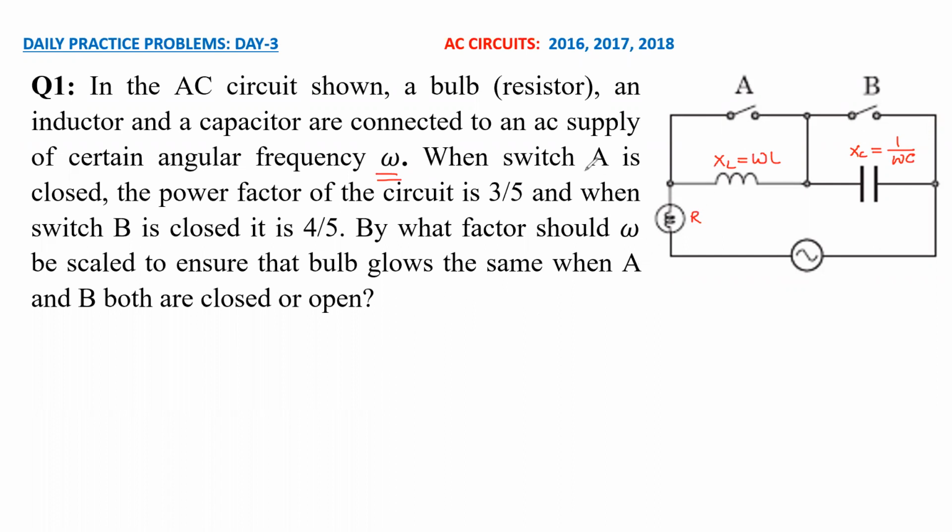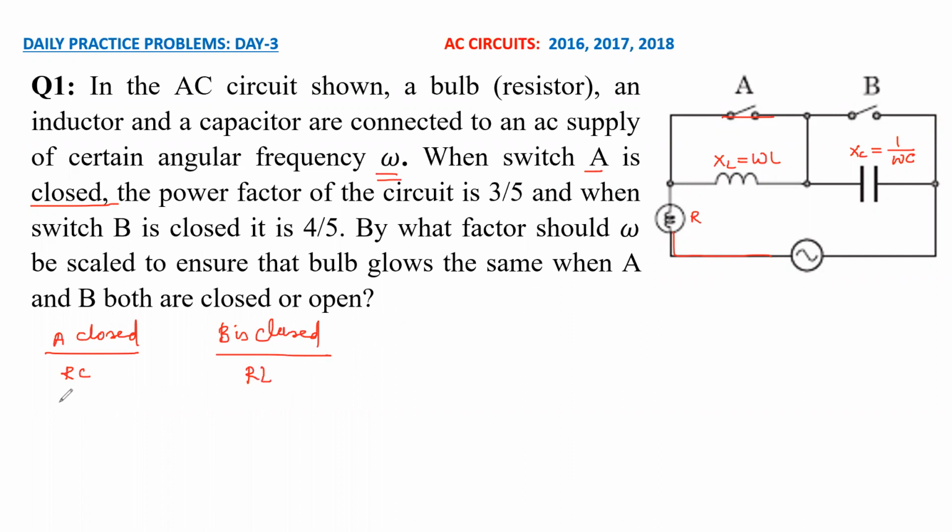Now, if A is closed, that means the inductor won't function. So effectively, the circuit will be an RC circuit. The current will go from R to C and through the battery, but not through the inductor. Similarly, when B is closed, the capacitor won't function. So effectively, we have an RL circuit.